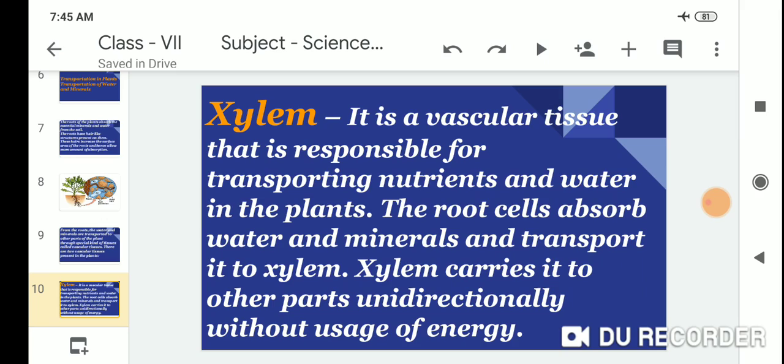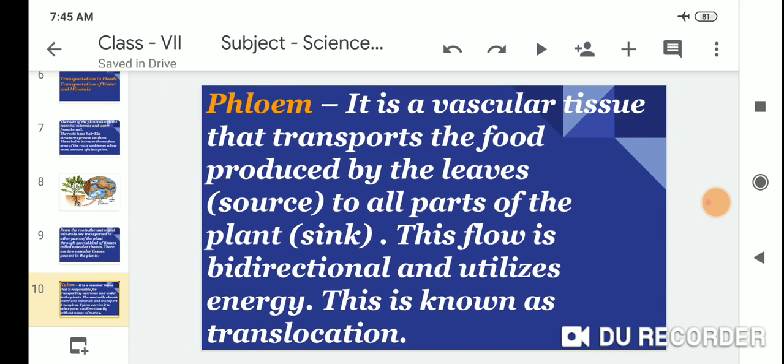So the first one is the xylem. Xylem is the vascular tissue that is responsible for transporting the nutrients and water in the plant. The root cells absorb the water and minerals and transport them to the xylem. Xylem carries it to the other parts of the plant unidirectionally without use of energy.